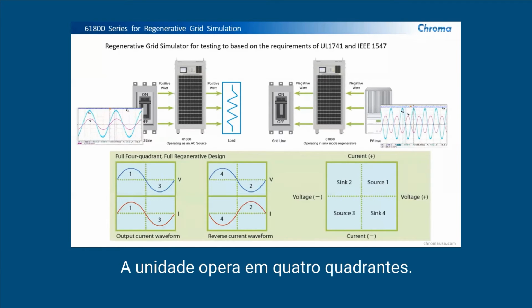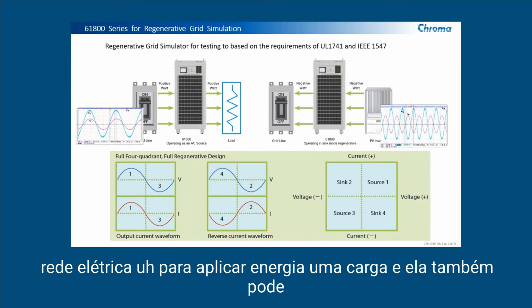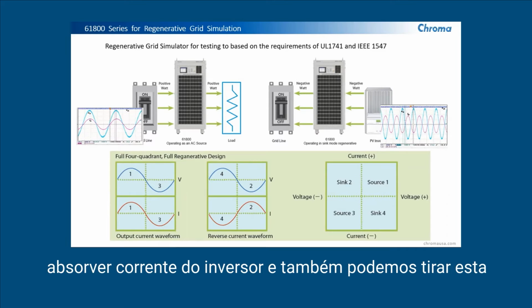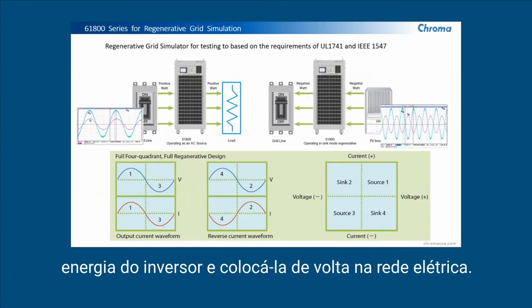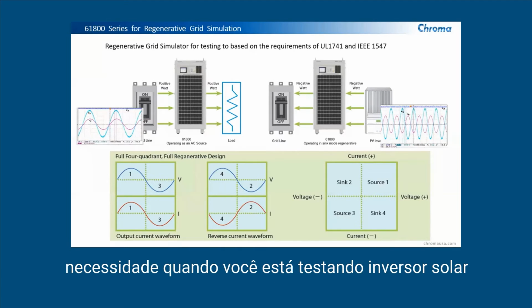The unit operates in 4 quadrants. 4 quadrants simply means that we can act as a source, as the grid, to apply power to a load. And we can also sink current from the inverter, and take that power from the inverter and put it back onto the grid as well. So being able to operate in all 4 quadrants is a necessity when you're testing PV inverters.